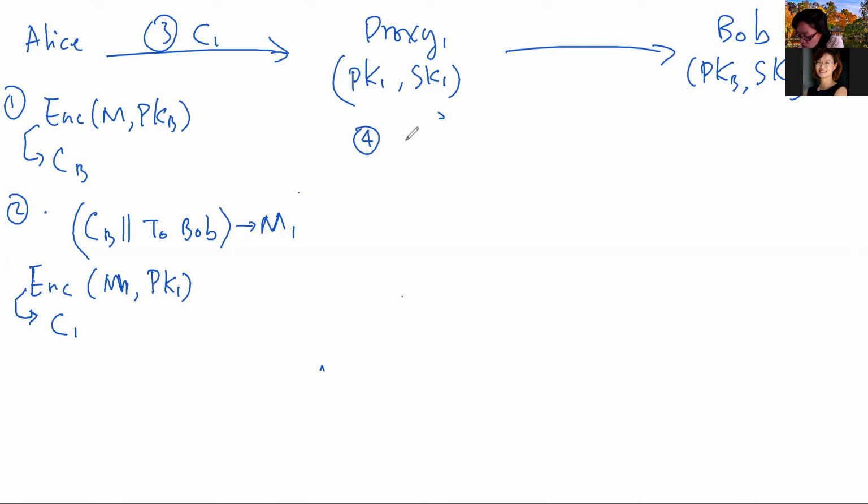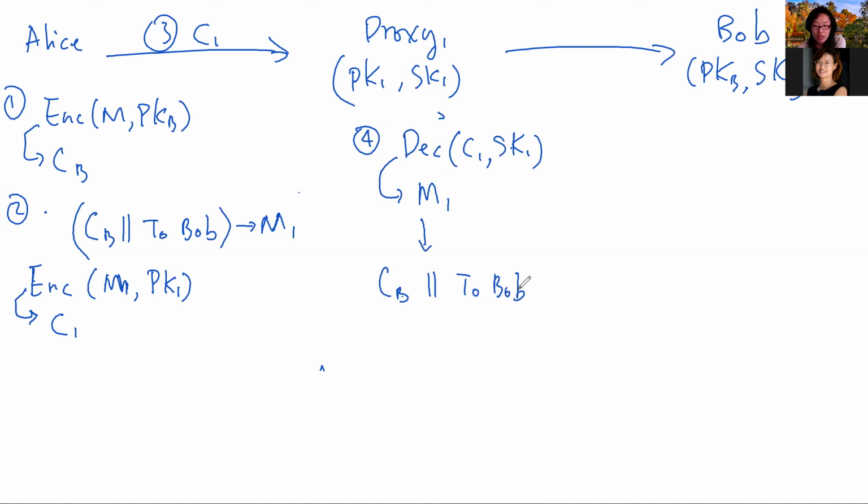Step 4 is that proxy 1 decrypts with the private key. Because the private key is kept confidential, only proxy 1 can decrypt it. This hopefully brings back M1, and then we know that this is a message that has to be delivered to Bob. So after seeing this, proxy 1 knows we have to send this to Bob.